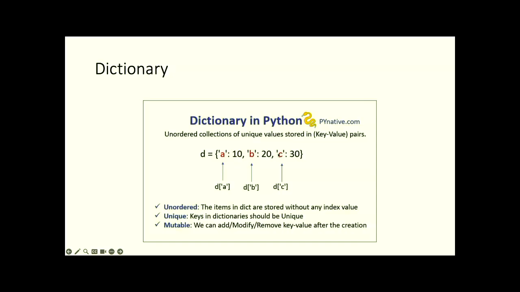It's important to note that dictionaries are unordered. The items in them are stored without any index value. Keys in dictionaries are unique. I can't put a second key of A in. If I did, the background behavior in Python would just replace the value. And they're mutable. Unlike a functional programming language, we can add, modify, and remove key values after creation.